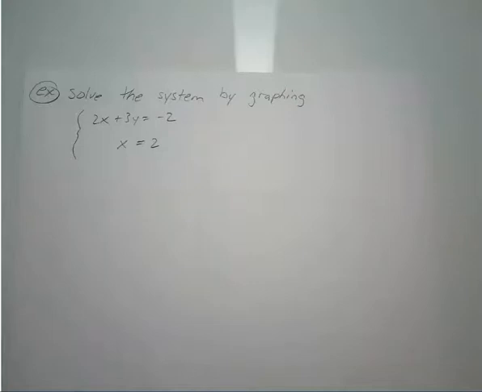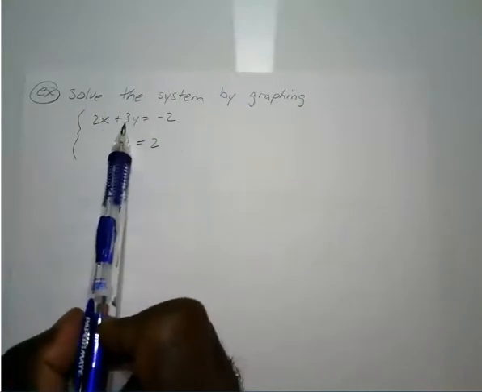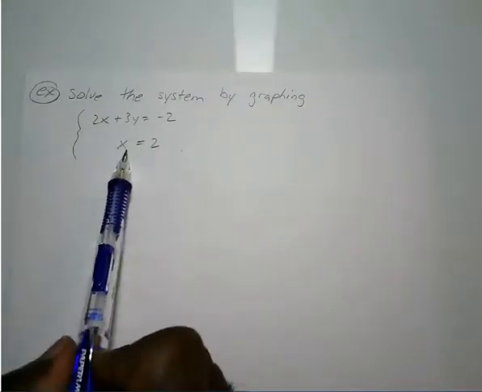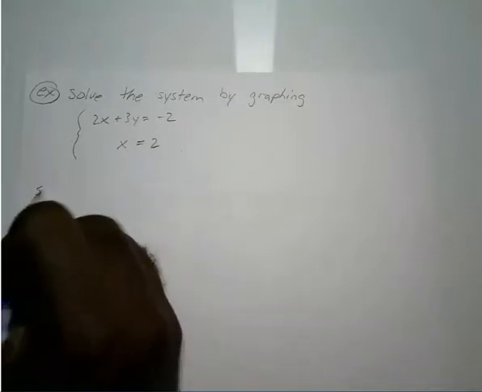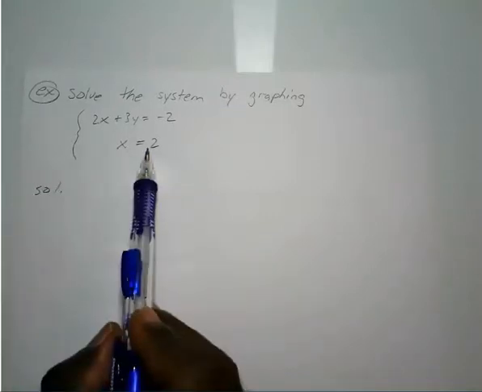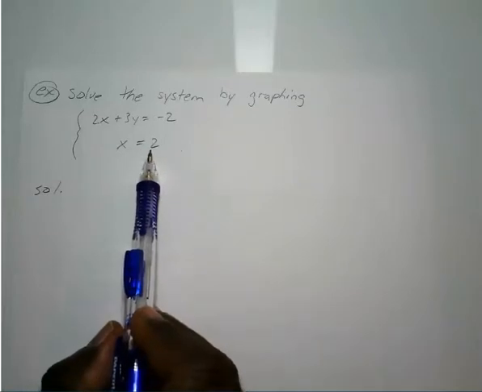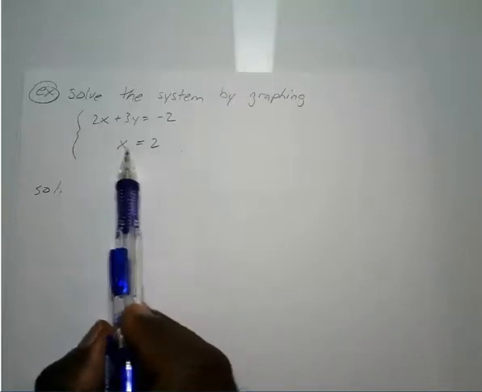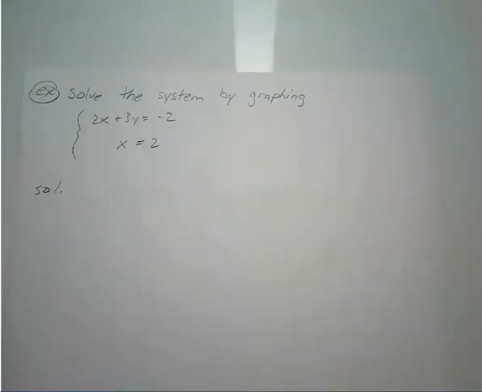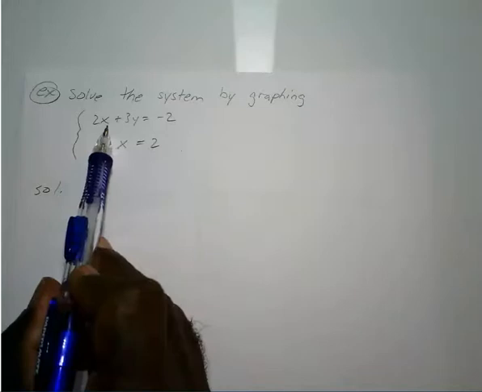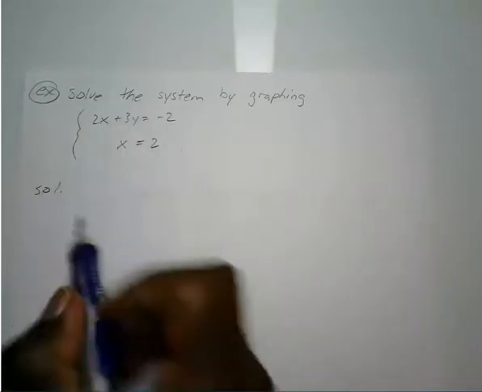Okay, so what if we wanted to solve the system by graphing, and we have 2x plus 3y equals -2, and x equals 2. Now the one good thing about this one is, with x equals 2, x equals any constant is just a vertical line. Okay, so that's easy. We don't have to pick two values. We already know x equals 2 is just a vertical line straight up and down. So we're just going to use that. So really all we have to do is find values for x and y.